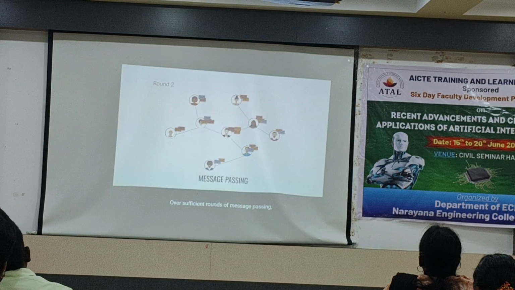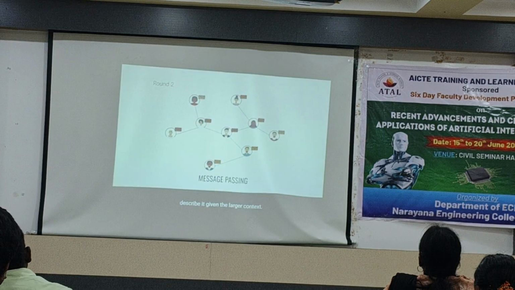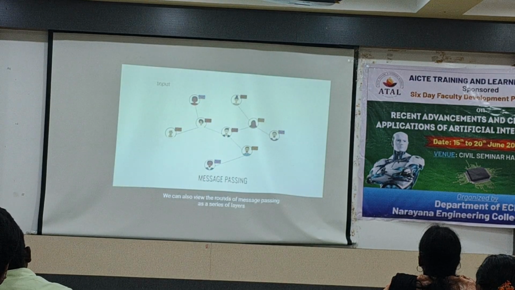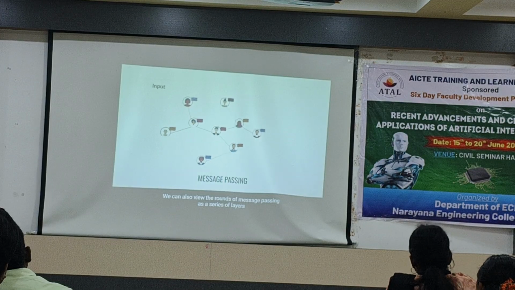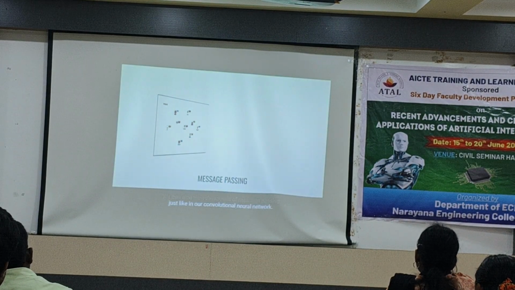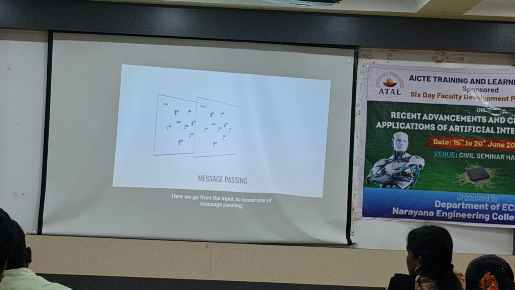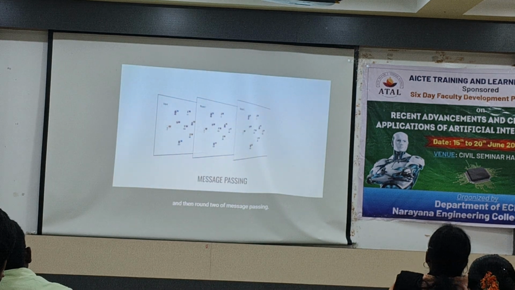Over sufficient rounds of message passing, we will eventually obtain a final representation of each node in the graph that will describe it given the larger context. Now, we can actually also view the rounds of message passing as a series of layers, just like in our convolutional neural network. Here, we go from the input to round 1 of message passing, and then round 2 of message passing.